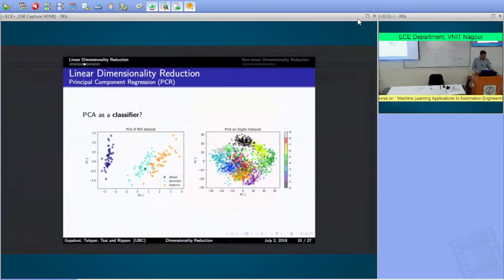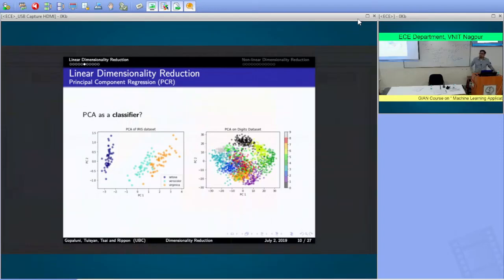It has 3 different classes. You can perform PCA on that data set. Once you have these lower dimensions, you can build a classifier in the lower dimensional space. That's the example on the left-hand side. The example on the right-hand side is PCA performed on the digits data set.